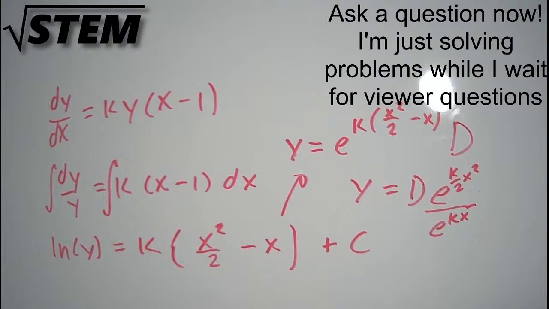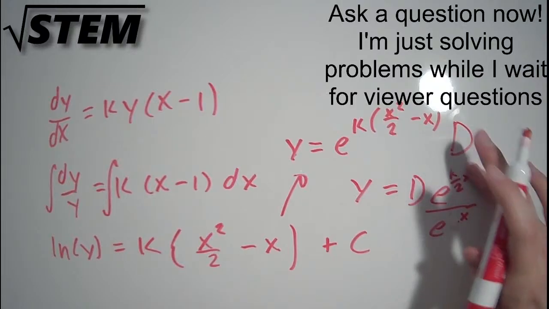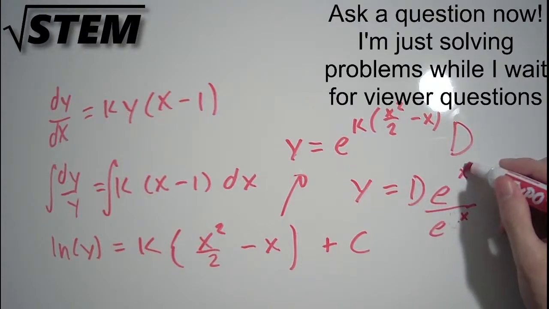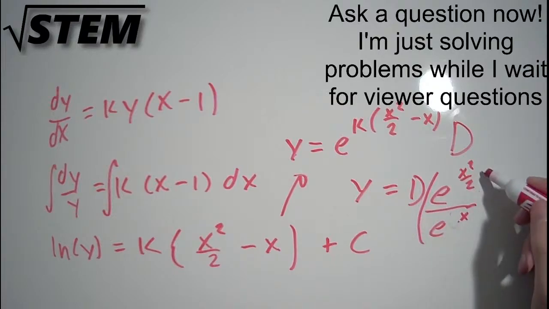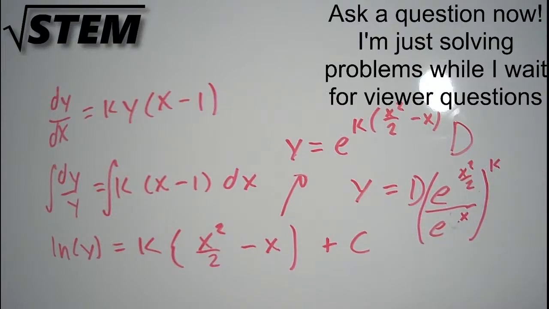I guess we could say this is x squared over 2, and this whole thing is to the kth power. I think that's about it that we can do with this.